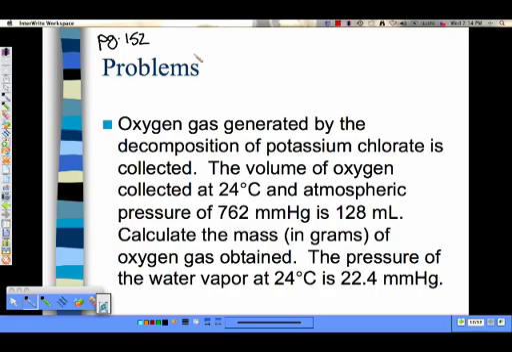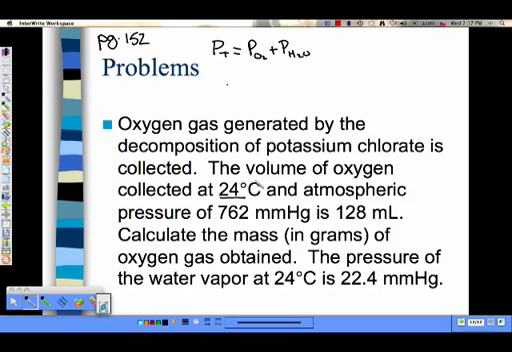In this case, oxygen gas is generated by the decomposition of potassium chlorate, and it's collected. The volume of oxygen collected at 24 degrees Celsius and atmospheric pressure of 762 millimeters mercury is 128 milliliters. We're going to calculate the mass in grams of oxygen gas obtained. Again, the total pressure is going to equal the partial pressure of oxygen plus the partial pressure of water. The last sentence tells you that the water vapor pressure at 24 degrees Celsius is 22.4 millimeters mercury.